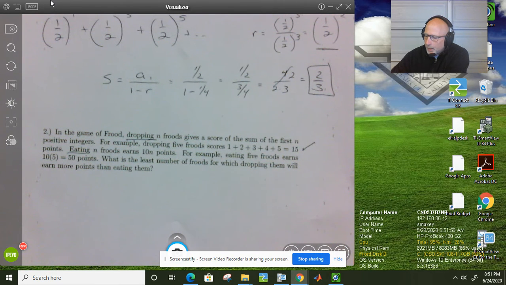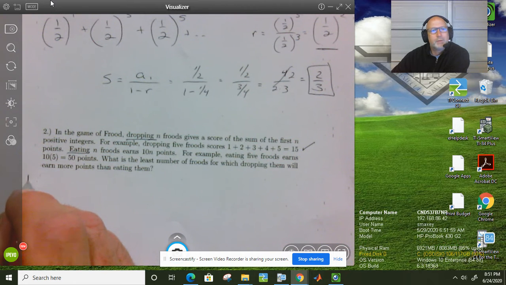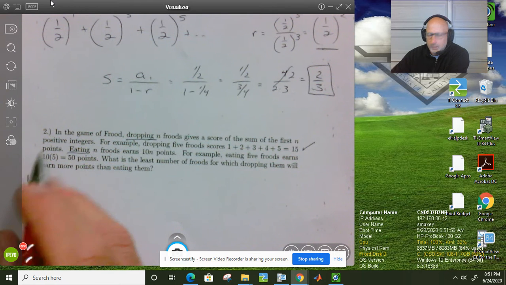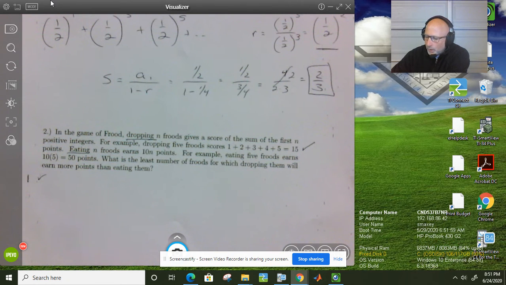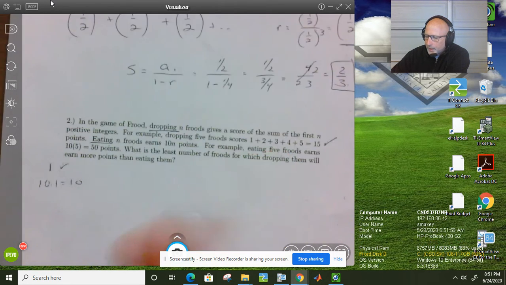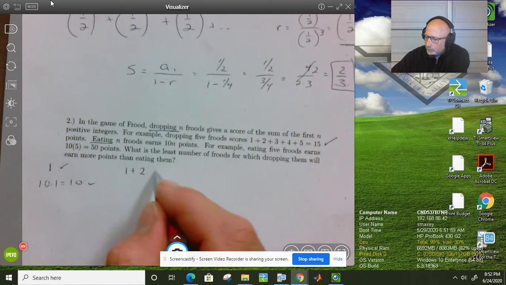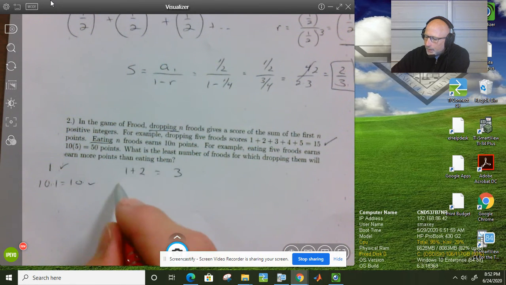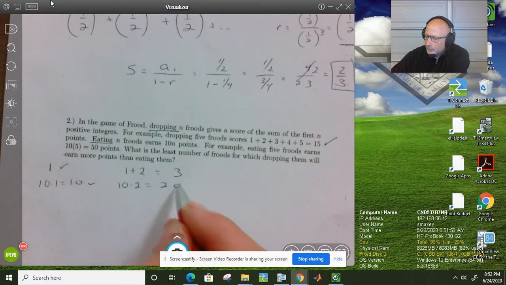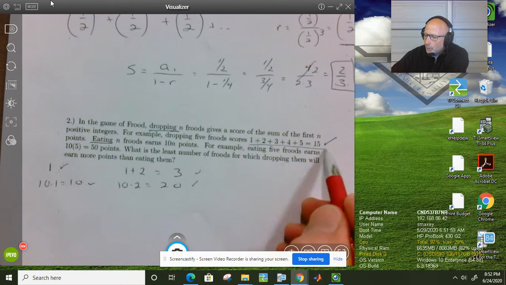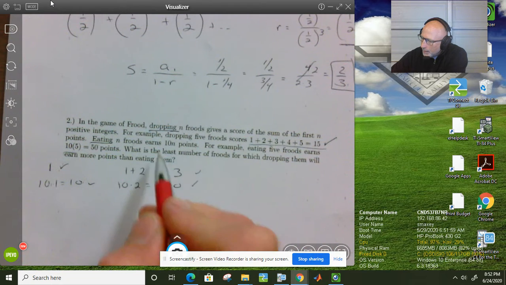For example, if I dropped 1 and ate 1, then dropping 1 would earn me 1 point, but eating 1 would earn me 10 times 1, which gives me 10. So obviously 10 is bigger than 1. Okay, if I did 2, so for dropping, it'd be 1 plus 2, which is equal to 3. And for eating, it'd be 10 times 2, which gives me 20. Obviously 20 is more than 3. So I have to figure out when this amount is going to be more than 10n.